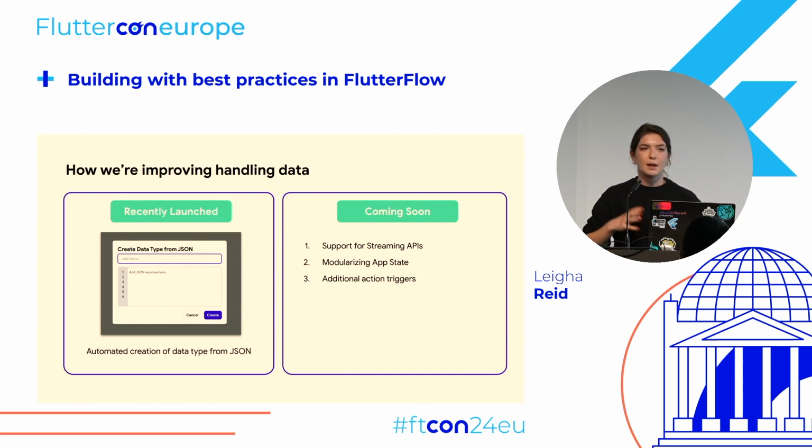We've also been working on being more prescriptive about the types of variables that we're watching to improve performance. So this means we're modularizing our app state, which right now is kind of in this monolithic class. We're breaking it down and we're only watching variables that your widget needs to improve that performance. We're also adding a bunch of additional action triggers so that you have more flexibility over when you want to call an action and how you want to respond to different events that are happening in your app's lifecycle.